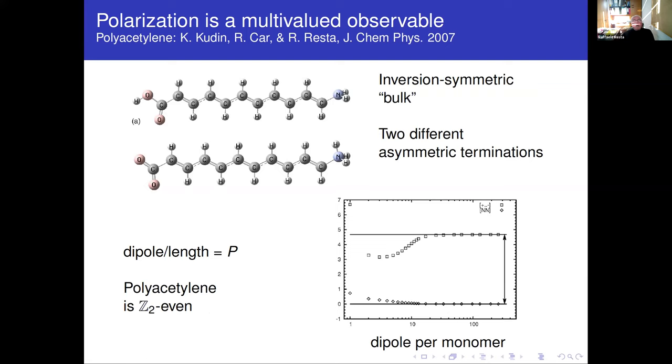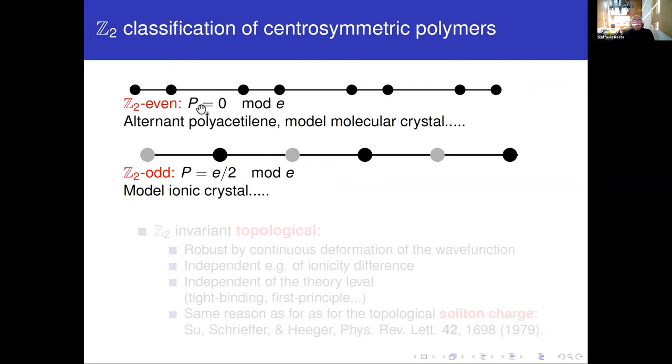Now, what are the other classes? Well, it is like this. Polyacetylene, you can simplify with this simple sketch. Also, if you take a series of hydrogen molecules on a row, you get the sine, and polarization is zero modulo e. Instead, if you model an ionic crystal, you have a plus and minus, plus and minus. This is the other case.